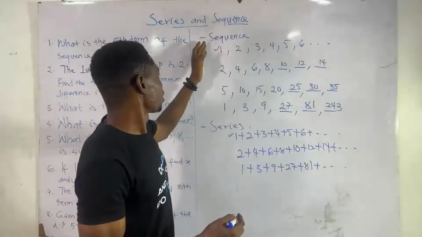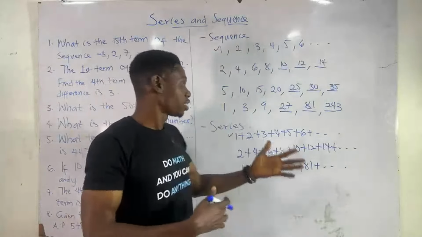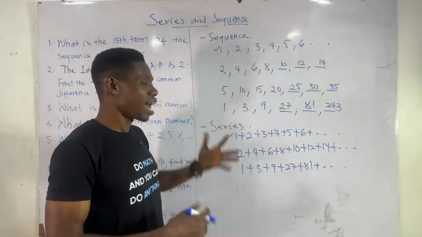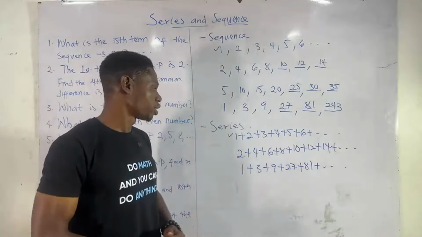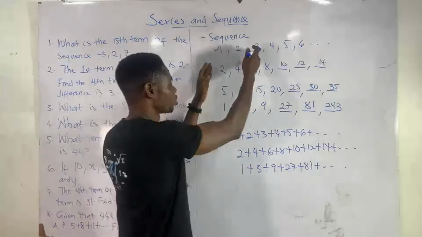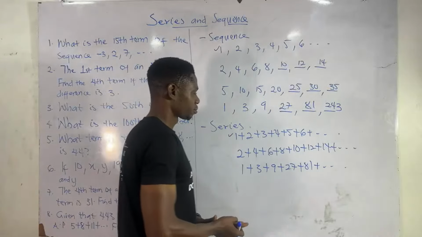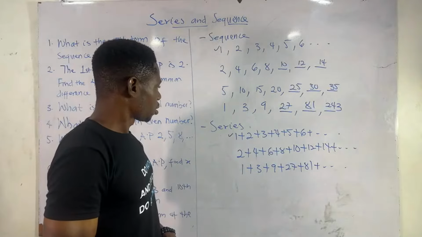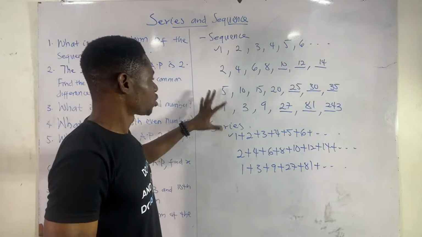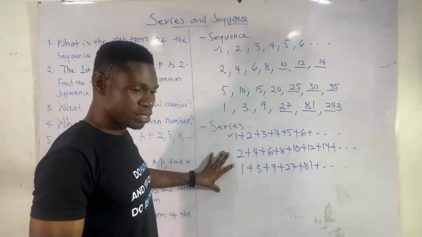So a sequence, as we said, is an ordered list of numbers, while a series is the addition of a sequence. So when you add a sequence, you get a series. Now, a series can be treated as a function.